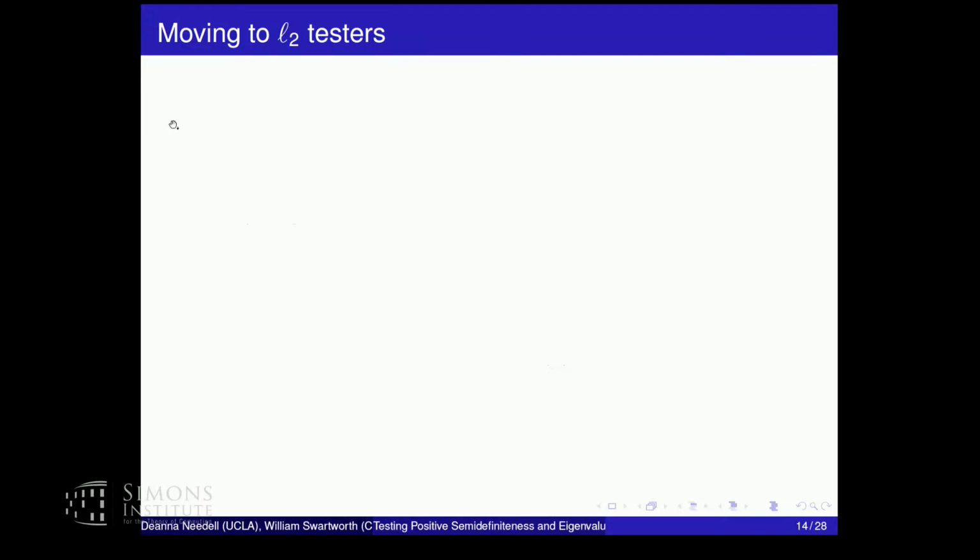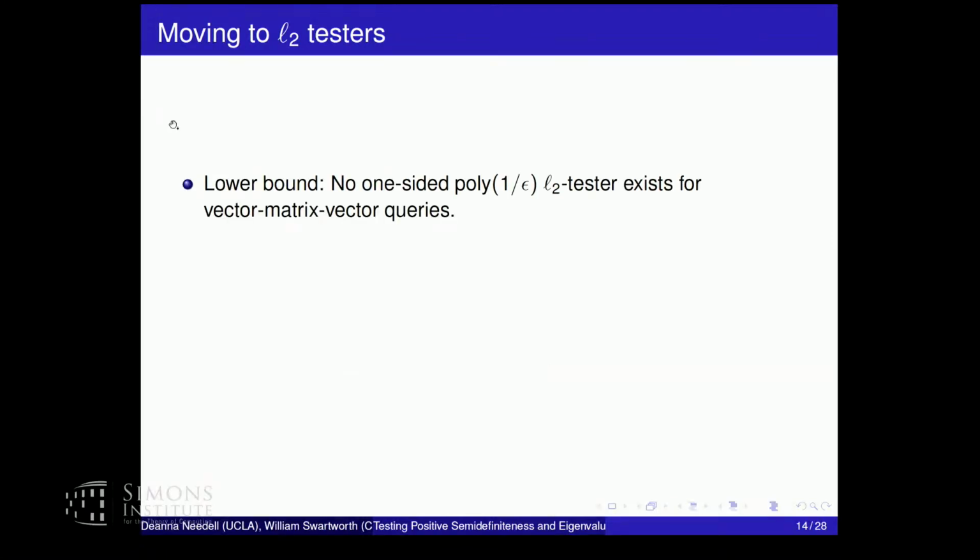But what about p equals 2? Interestingly, there's a very different behavior here. There's a strong lower bound that no one-sided polynomial in 1 over epsilon L2 tester exists for vector matrix vector queries. In fact, you can show that you need epsilon to the -2 times d vector matrix vector queries. So it suddenly becomes polynomial in D once you look at norms p larger than 1.